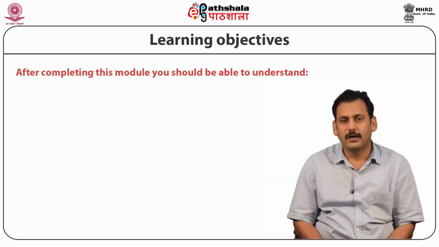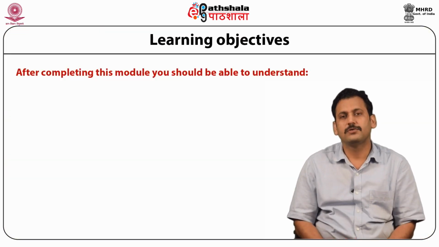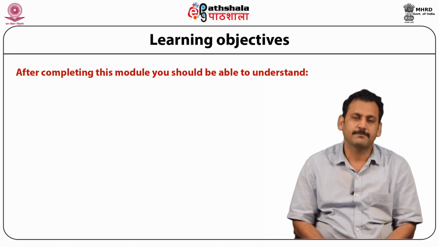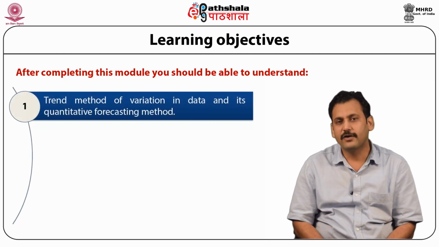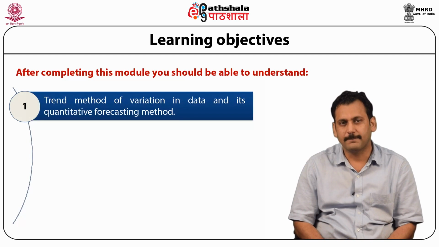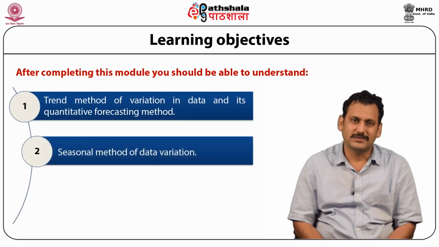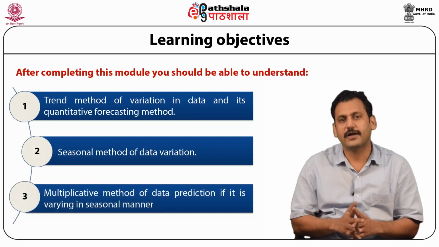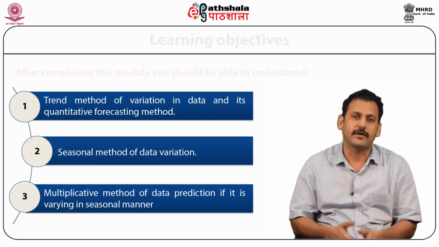Today we are going to talk on module Trend and Seasonal Methods of Forecasting from paper Operations Management. After completing this module, you should be able to understand following three aspects. Firstly, trend method of variation in data and its quantitative forecasting method. Secondly, seasonal method of data variation. And lastly, multiplicative method of data prediction if it is varying in a seasonal manner.